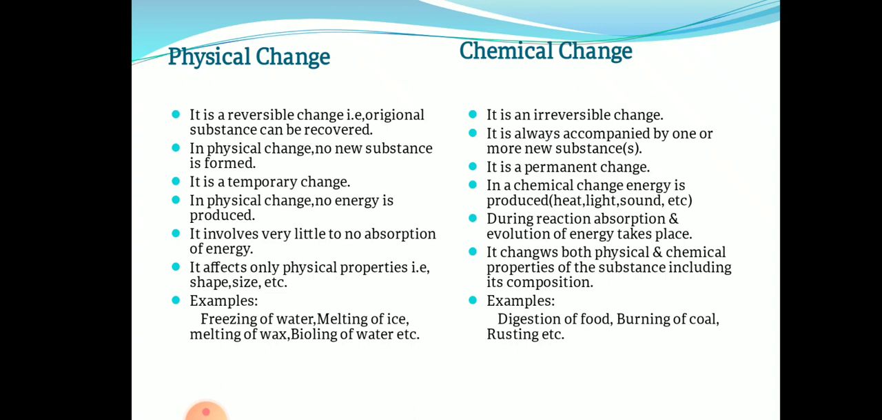In physical change, no new substance is formed, and a chemical change is always accompanied by one or more new substances. Physical change is a temporary change, and chemical change is a permanent change. In physical change, no energy is produced. And in case of chemical change, energy is produced in the form of heat, light, or sound.